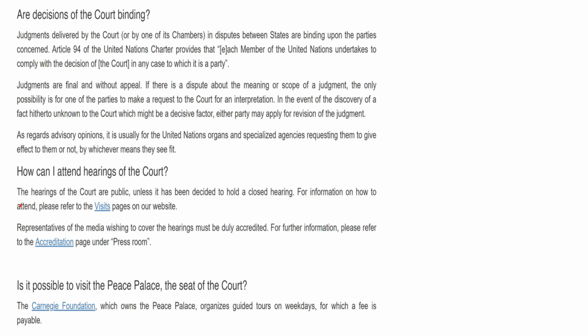So the third point is that you should know whether the court's verdict is binding. The judgment of the International Court of Justice is actually final and without appeal. So to summarize, there are two types of jurisdiction, the verdict is binding, and there is an Indian judge as well. So this information is enough for ICJ. We'll go to the next topic.